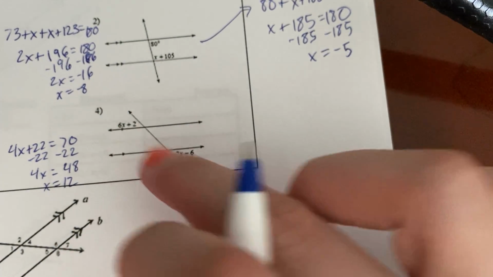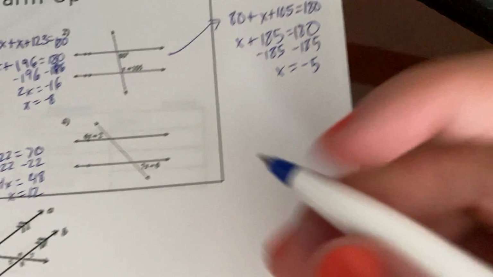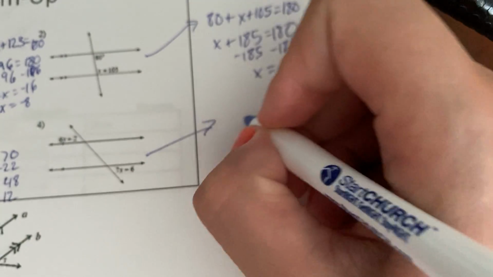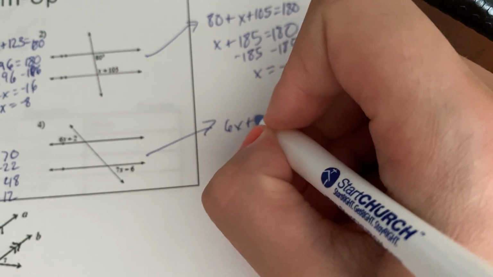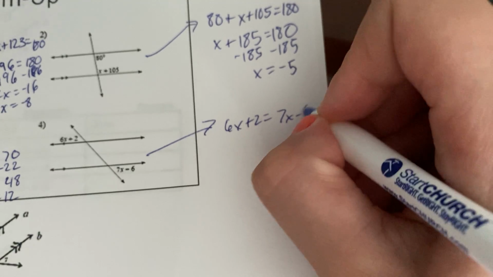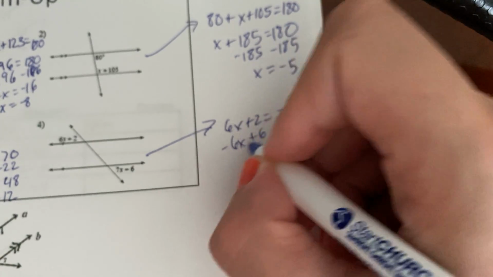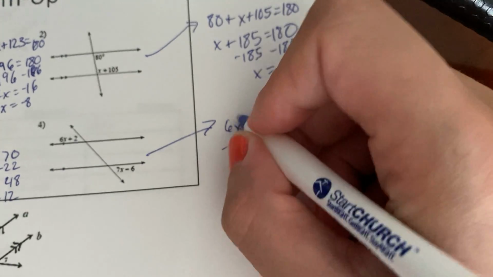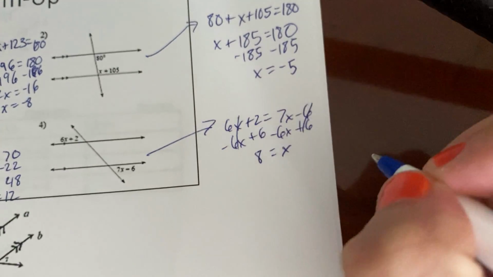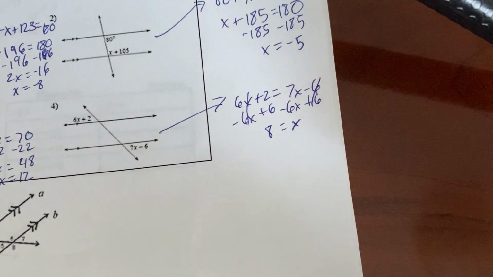Then these are alternate exterior angles. Since they're alternate, that means they're equal, or congruent, so 6x plus 2 is equal to 7x minus 6. So I'll add 6 on both sides, subtract 6x, and we get 8 is equal to x. All right, and we're done with those four.